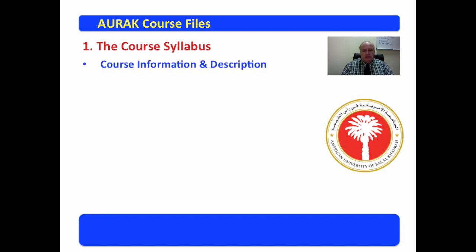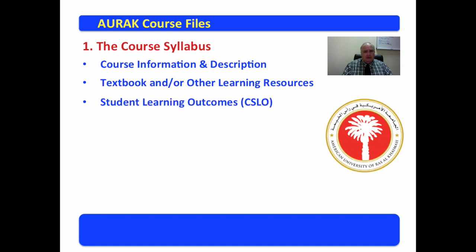Now, the course syllabus contains many things, and this may differ a little from department to department, but the course syllabus should contain course information and description. And by this, I mean what is the course name, what is its description, how many semester hours in it, who are you, where is your office, those type things, and how can you be contacted? Those type things should be in the course information and description. You should list your textbook or other required learning resources.